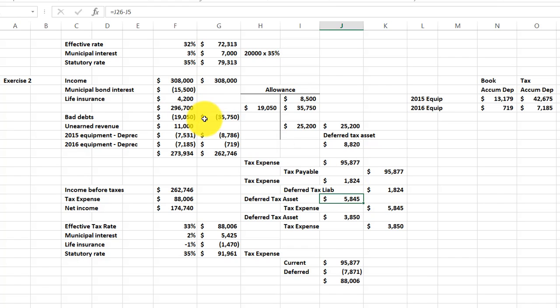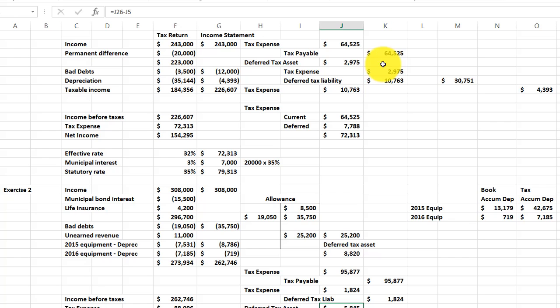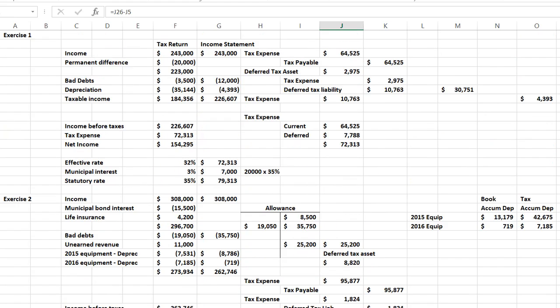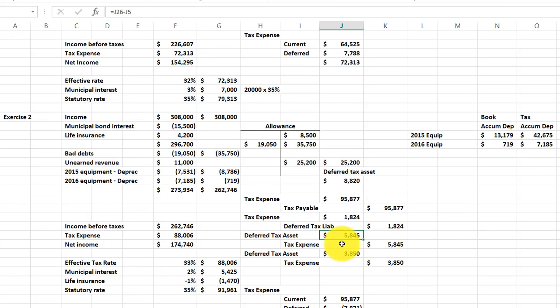We take the bad debts. The allowance is the cumulative amount that the bad debts have been different. Okay, we started with an allowance of $8,500. It's now up to $25,200. We multiply that by the tax rate, and then we compare it to the deferred tax asset that we already have from last year. Okay, so we find our amount and then we compare it to last year.